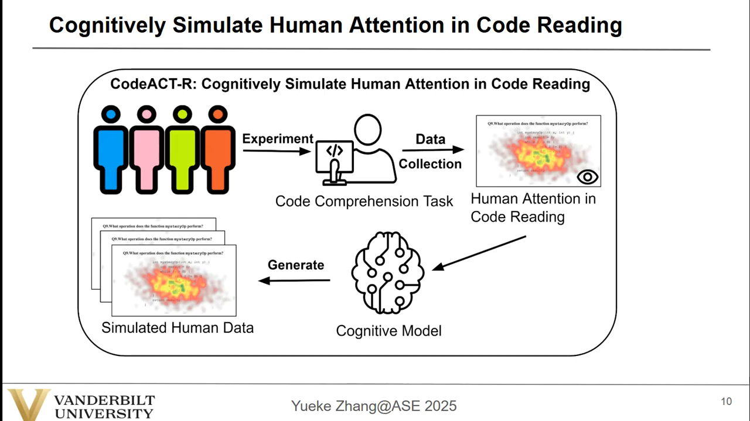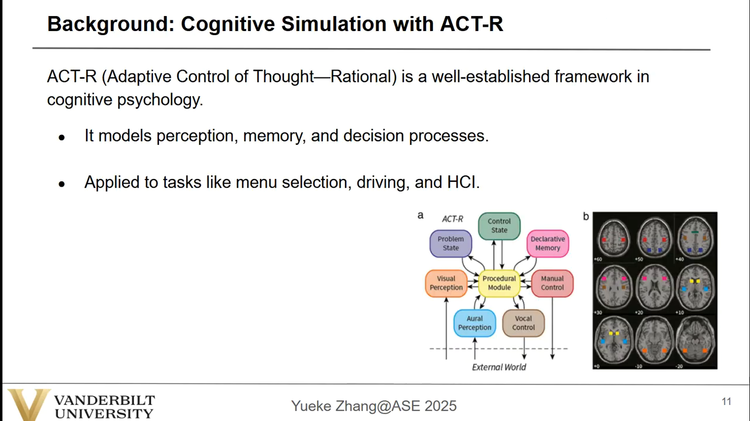The pipeline is like this. First, we collect a small set of human scan paths. In our approach, we collect human scan paths for 48 snippets based on a code comprehension task. We use that to build our CodeACT-R model, and then we generate many human-like scan paths for new code. What is ACT-R in plain terms?